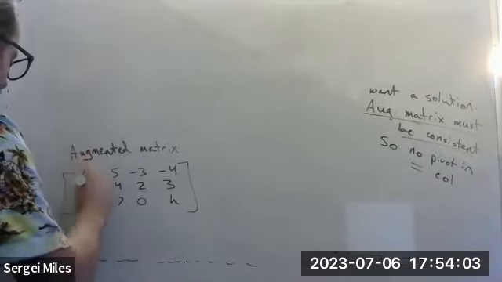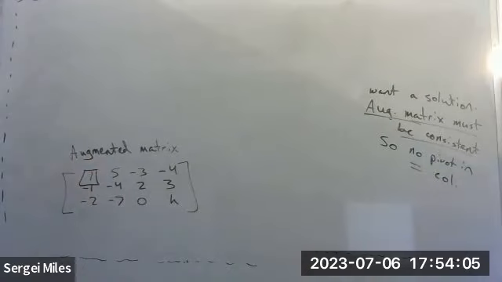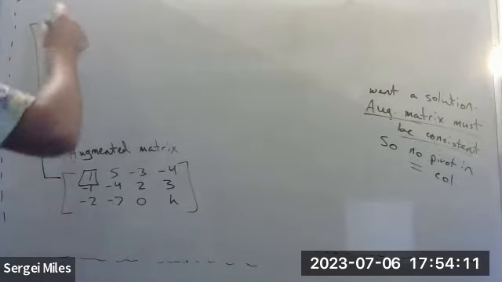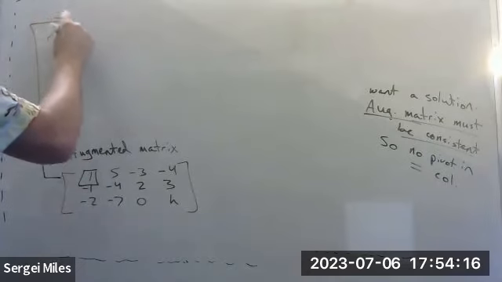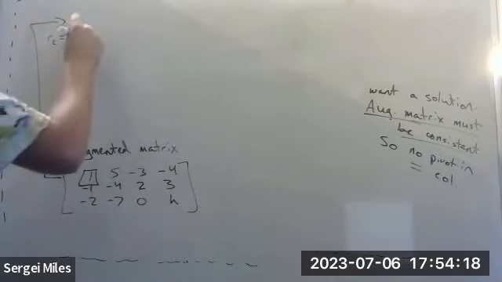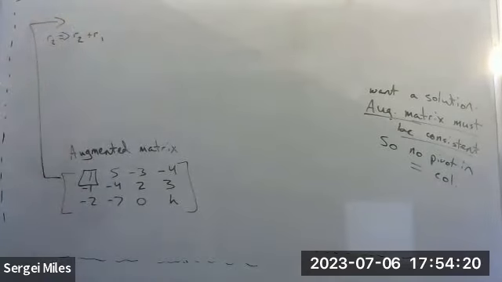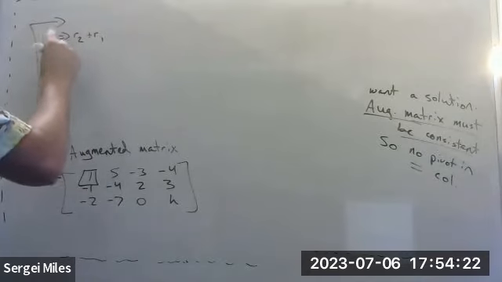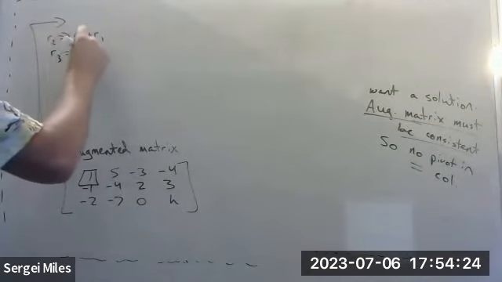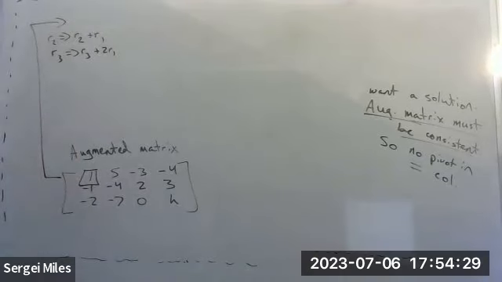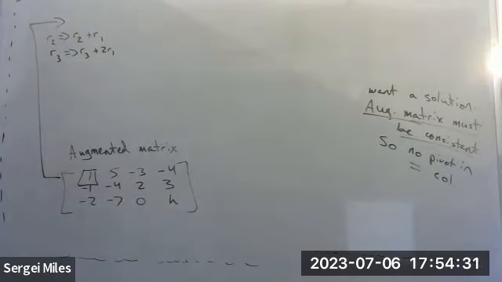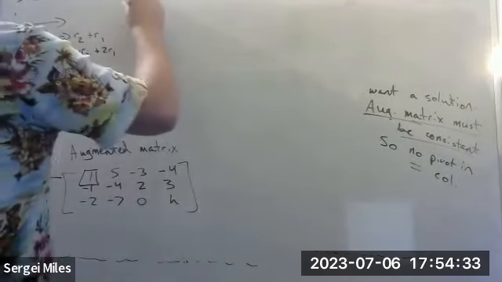Okay, I'd like to have a pivot in this first position. Great. So I need to get zeros below it. So what am I going to do? I need to modify row 2. So I'm going to take row 2 and add row 1 to it. I'm going to take row 3 and add 2 times row 1 to it. And again, we can do multiple row operations in the same step.